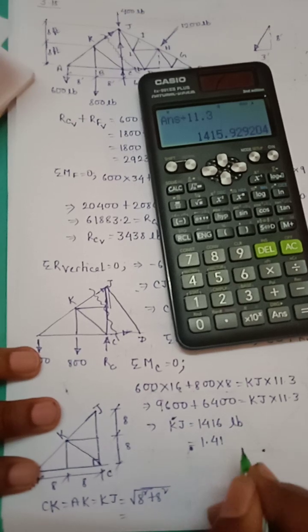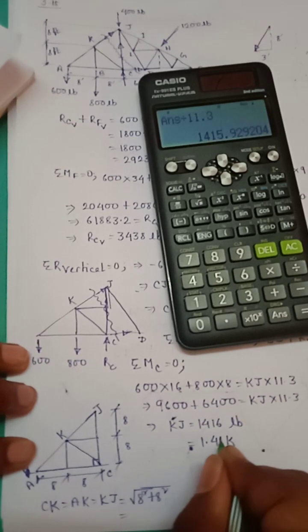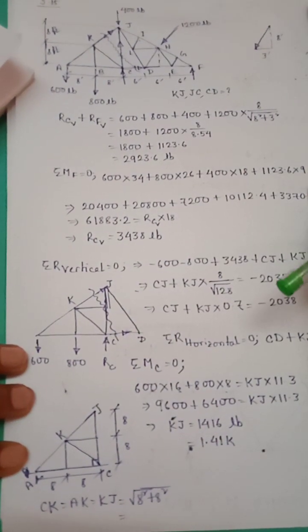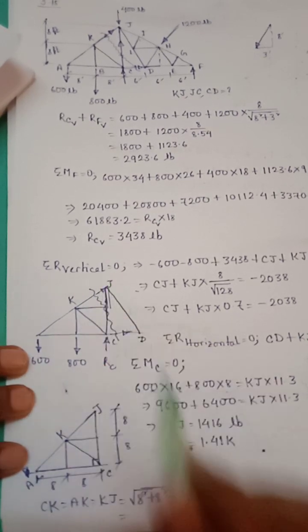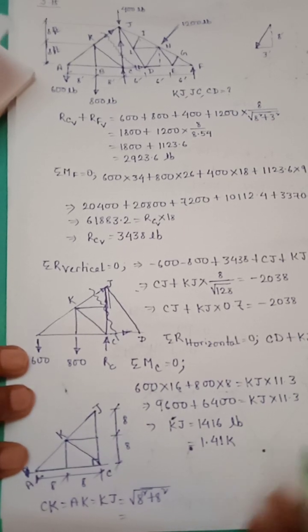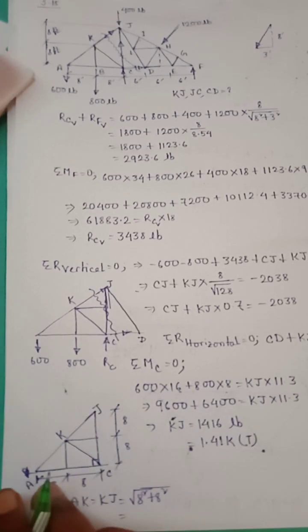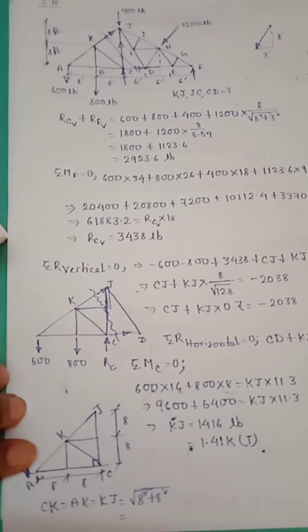If we divide pound by 1000, we can get K. This kips system is not necessary to know, but for your knowledge and for solving these problems, you can always know it. Now we assumed that the KJ force is acting in positive, that is tensile direction, and our answer is also coming positive. It means force KJ is tensile. Now we have got one solution.